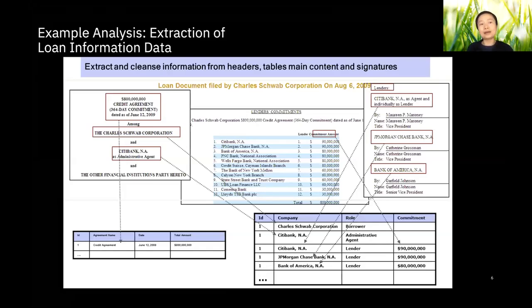One is the loan exposure I mentioned, right? This is actually a non-trivial task. If you think about extracting information for the bottom table, I want to identify who are the companies involved, what's the role, what is the commitment. Now we need technology that is able to read through hundreds of pages, identify the corresponding company and the role, as well as the corresponding commitment amount.